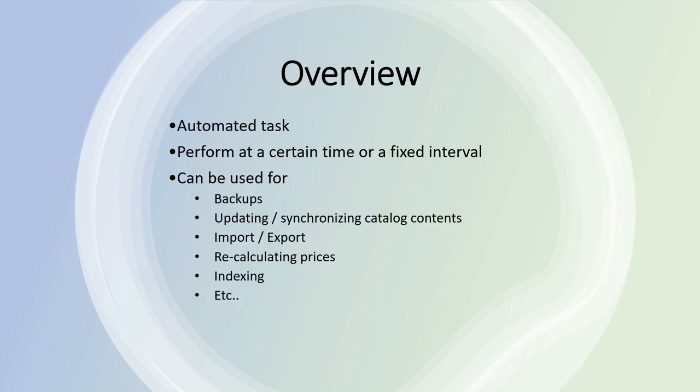So cron job functionality is used for executing automated tasks, which are basically called cron jobs, regularly at a certain point of time or at a fixed interval. Typically, it can be used for creating data backups, updating catalog contents, import export, recalculating prices, or performing indexing. You have seen in your projects that full indexing runs every night and update indexing runs every 15 or 20 minutes. All that can be achieved using cron jobs.